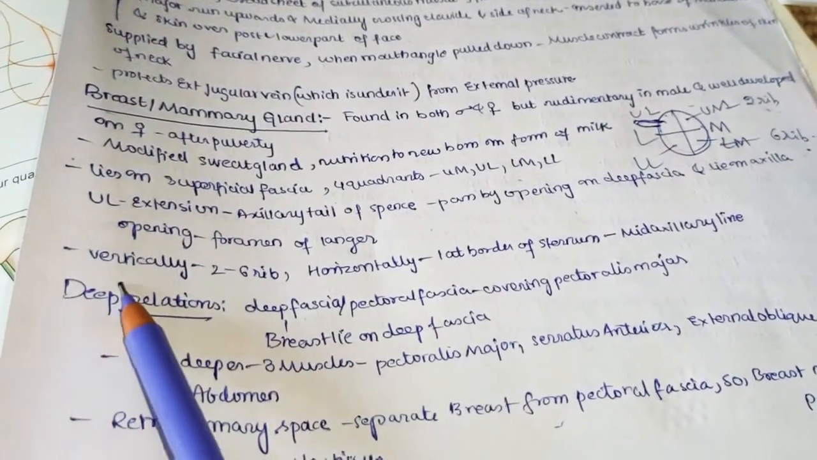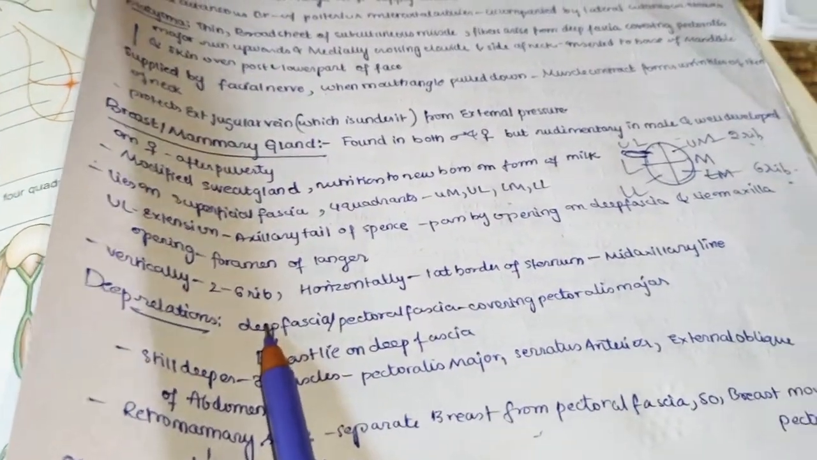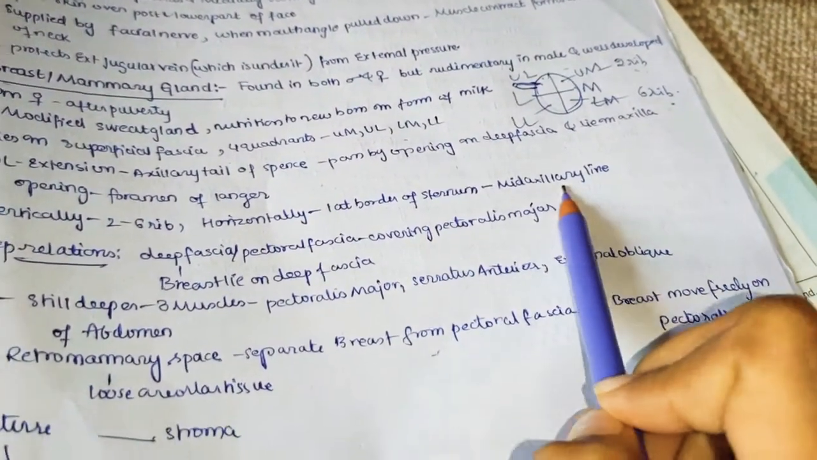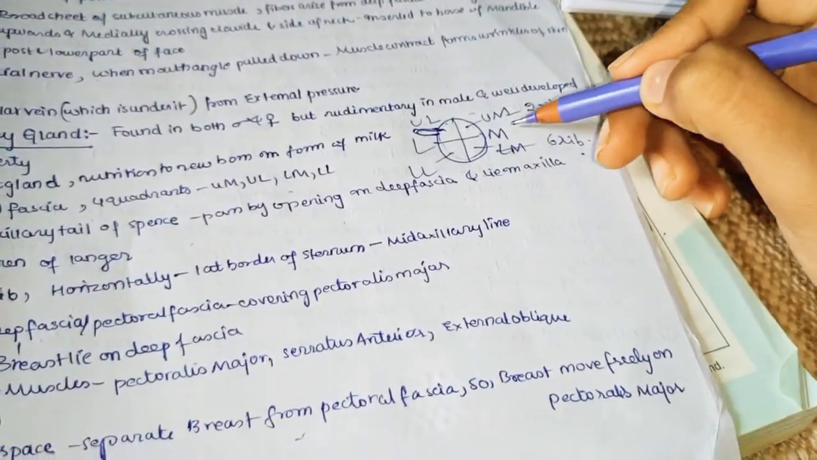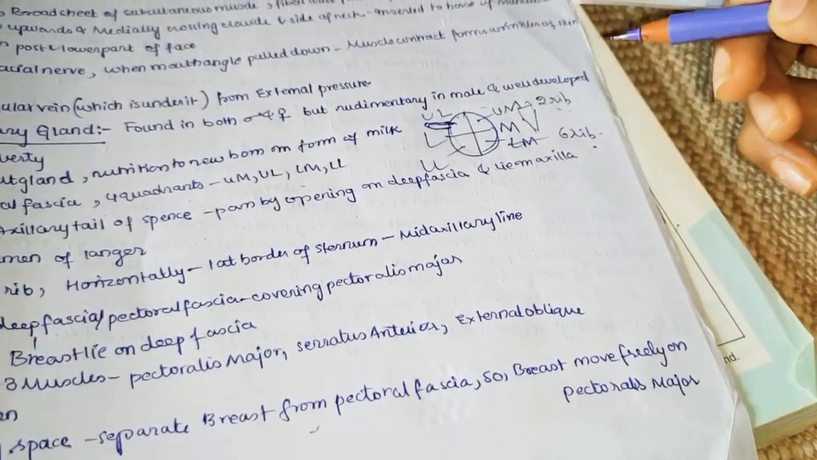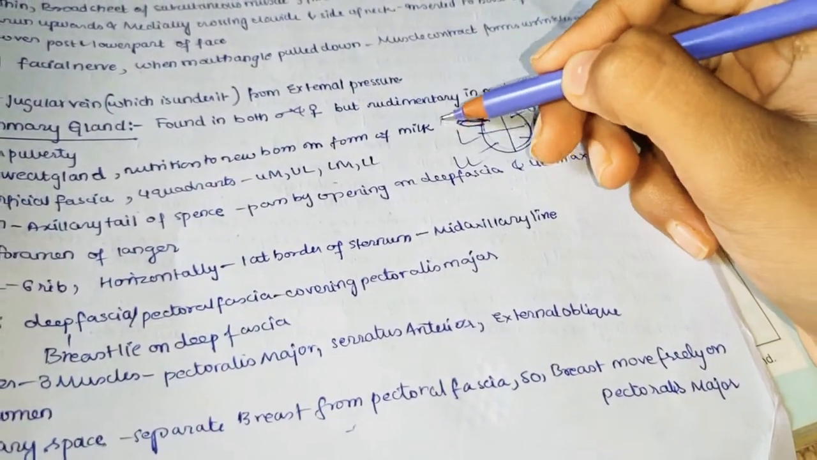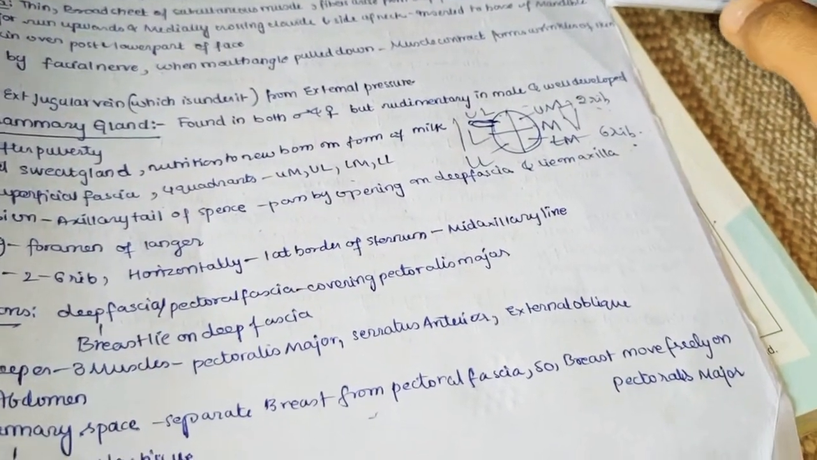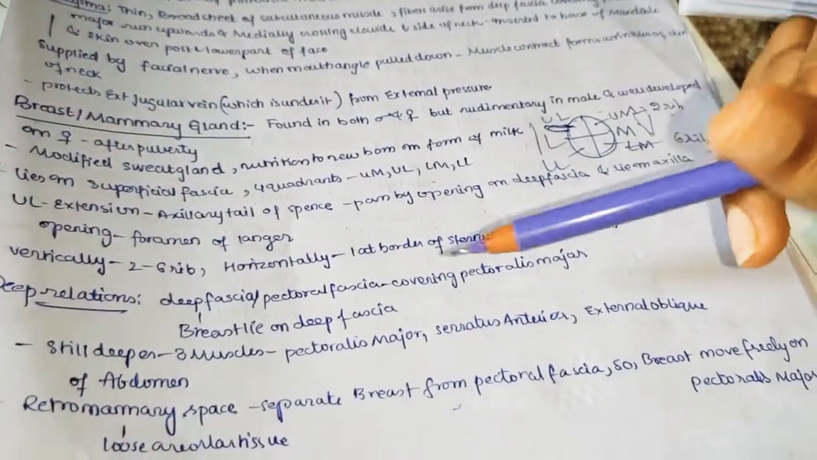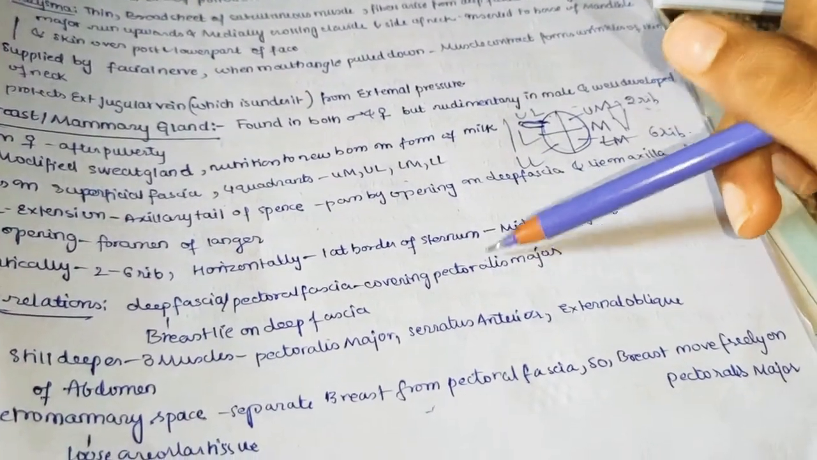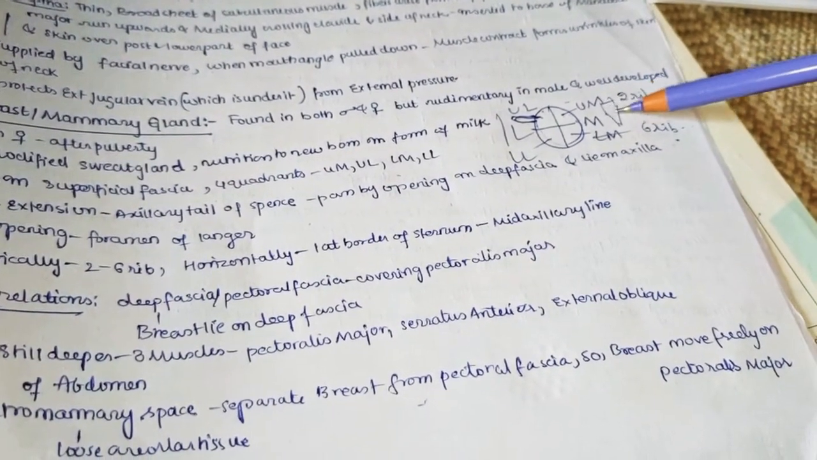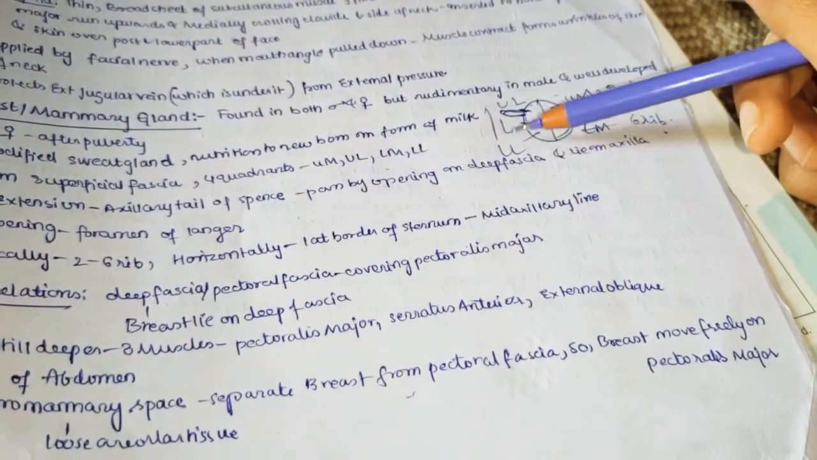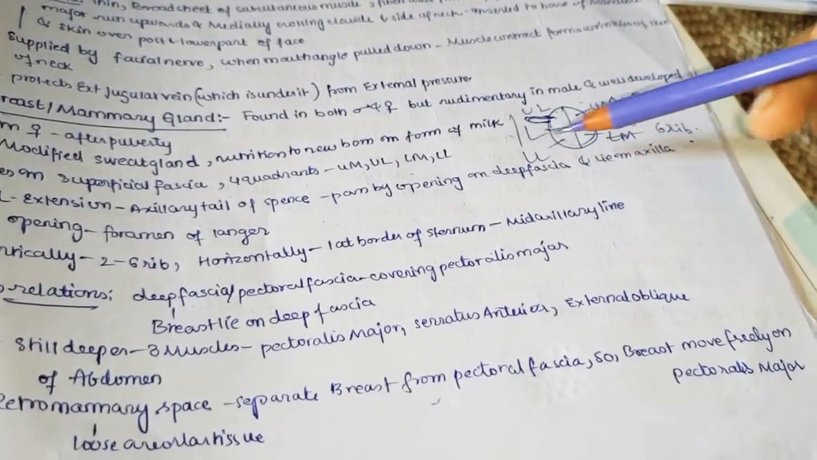Vertically it is from the second to the sixth rib, and horizontally it is from the lateral border of the sternum to the mid axillary line. Here will be the sternum, and here will be the mid axillary line, which is the line we draw from the middle of the axilla. This is the medial border of the sternum, this is the lateral border. So it lies horizontally from the lateral border of the sternum to the mid axillary line.